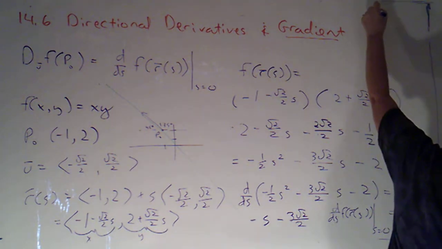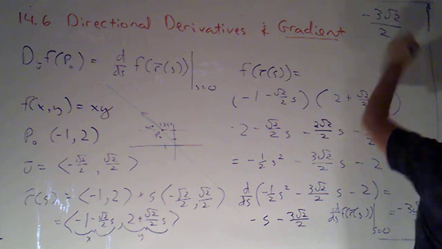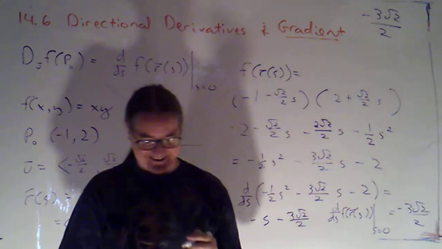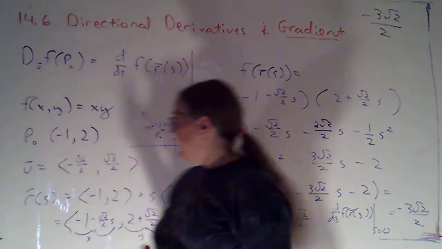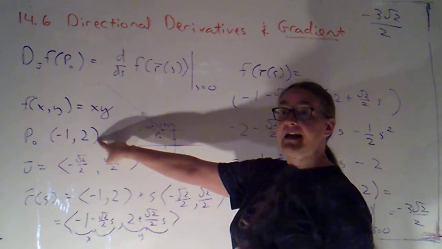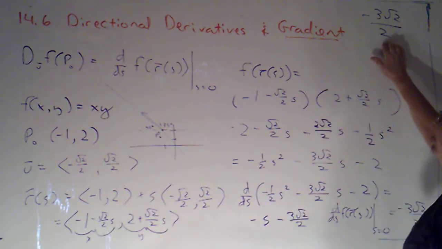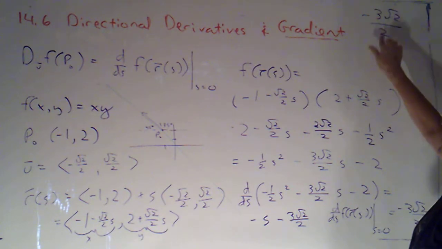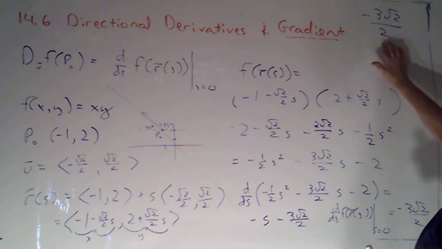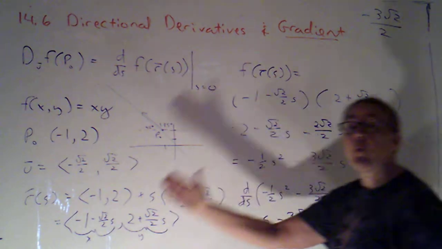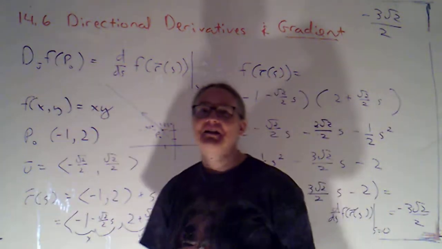I'm going to just write that up here because we're going to do this problem again, and we better get the same answer. So that tells us that if I'm moving in this direction as I pass through this point, my z values are going to be decreasing, because this is negative, and decreasing at this rate. The z values are going down 3 root 2 over 2 for every 1 unit of arc length that I travel.